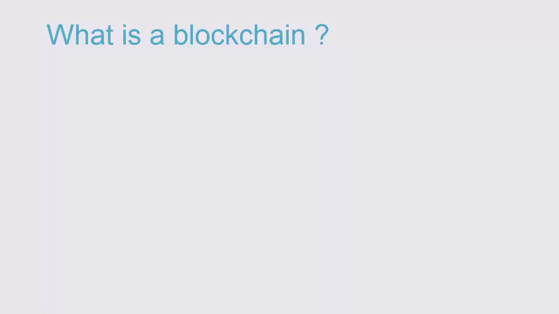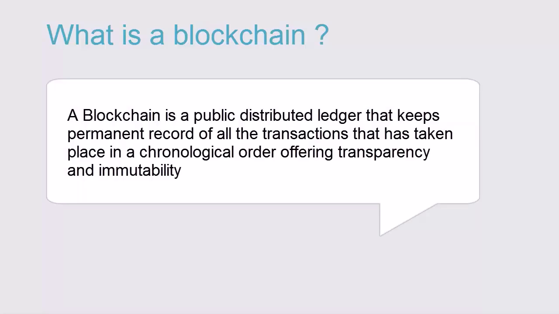What is a blockchain? The blockchain is a public distributed ledger that keeps a permanent record of all the transactions that have taken place in chronological order, offering transparency and immutability. Now let's break down this definition into its individual elements.